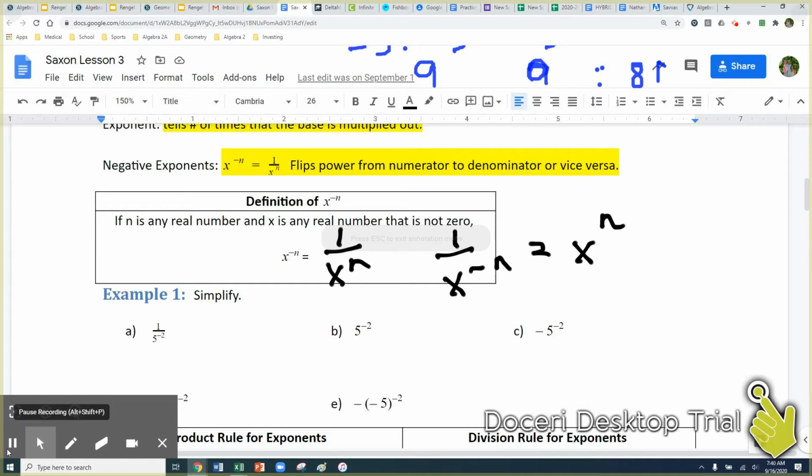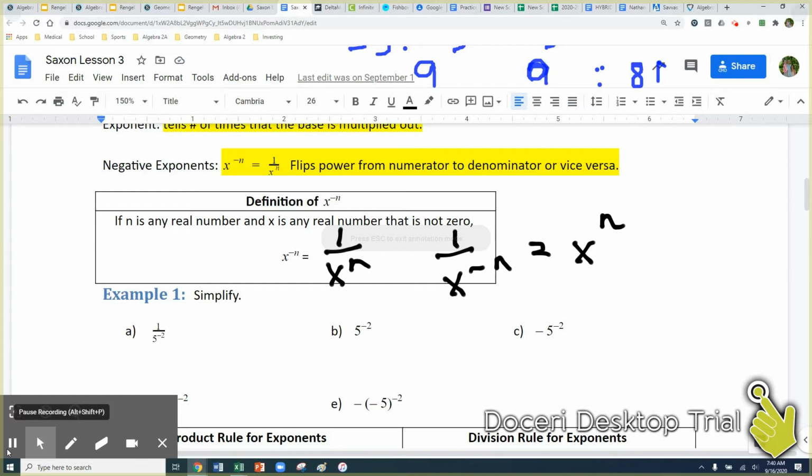In that first one, that's what we're seeing. We've got 1 over 5 to the negative 2. Right now I have a negative exponent in my denominator, and what that negative exponent does is it flips. So instead of the denominator, where is that power going to go? Up top. What do we call that up top? Denominator is the bottom. What's the top? Morgan? The numerator. So that 5 to the second is going to go into the numerator.